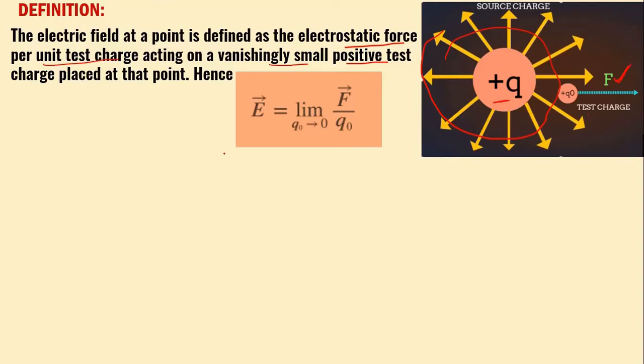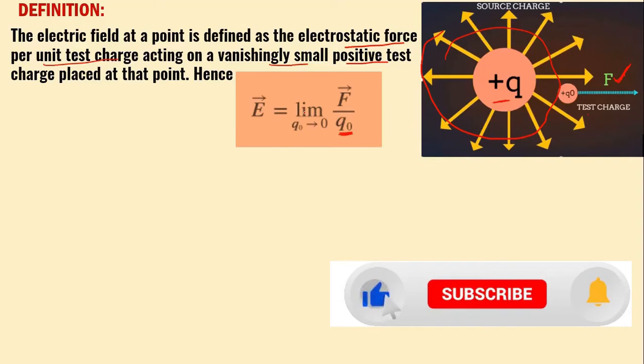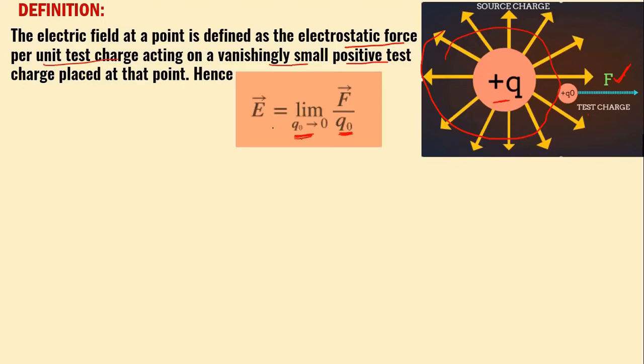Mind it, here the test charge has to be vanishingly small. Why is it so? We can represent it as a limiting case of Q naught tending to 0. This is a very important part in defining the electric field. So what will be the definition? It is defined as the limiting case where Q naught tends to 0 of the force per unit test charge.